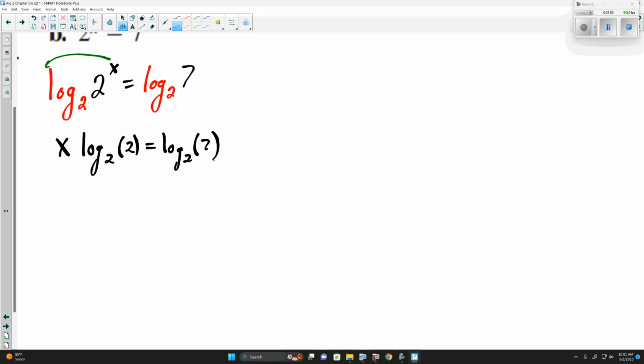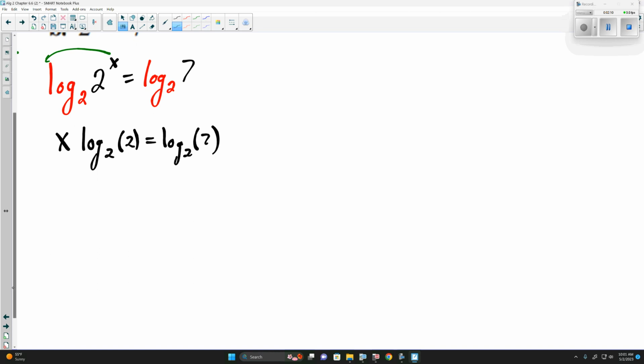So I apply log base 2 to both sides. We can move the variable in the exponent out front, giving us x times log base 2 of 2 is equal to log base 2 of 7. Any questions on any of this here?